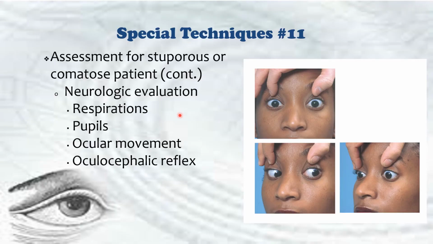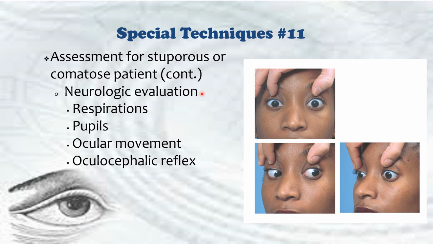So another way of assessing the stuporous or comatose patient is also to assess the neurologic evaluation for respirations, pupils, ocular movement, and oculocephalic reflex. For respirations, you have to observe the rate, the rhythm, and the pattern of respirations, because neural structures that govern breathing in the cortex and brainstem overlap those that govern consciousness. Abnormalities of respirations often occur in coma.